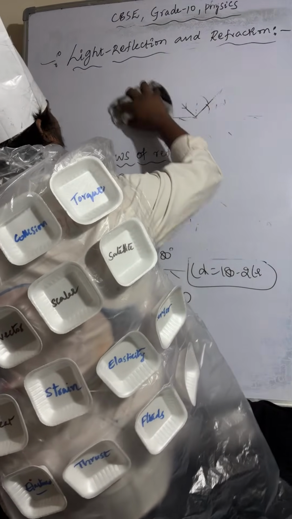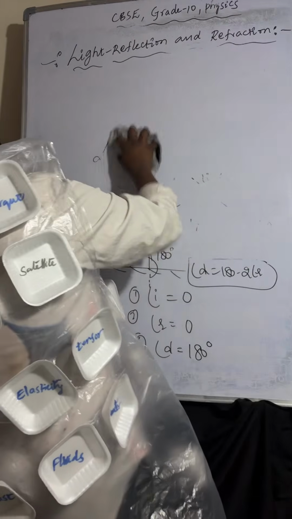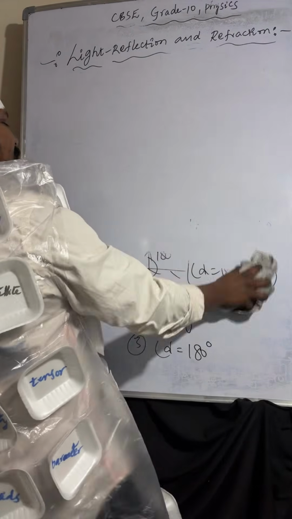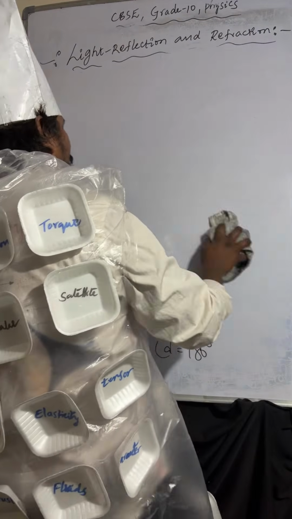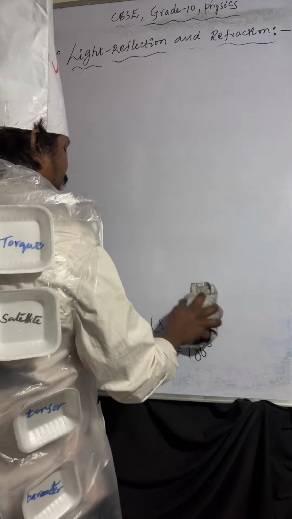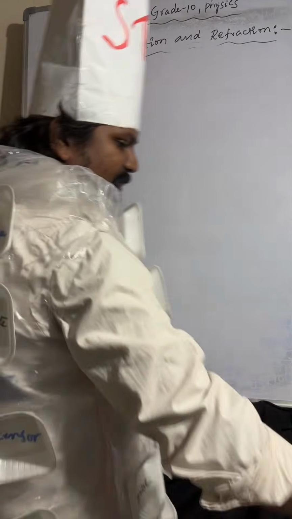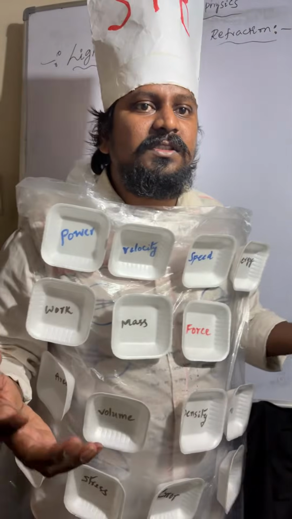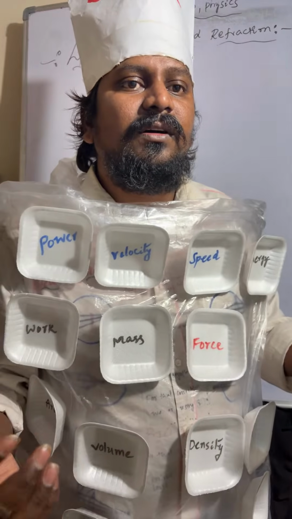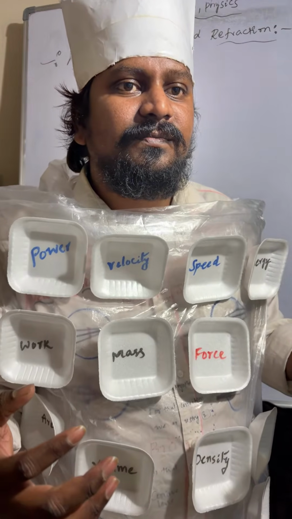So next one, examples for regular reflection and irregular reflection. Those who know the answer, on which places does regular reflection take place? Anyone knows the answer? Now I will ask the questions.